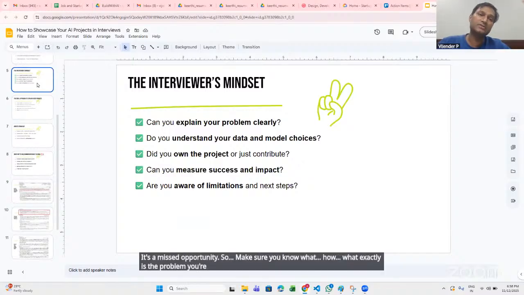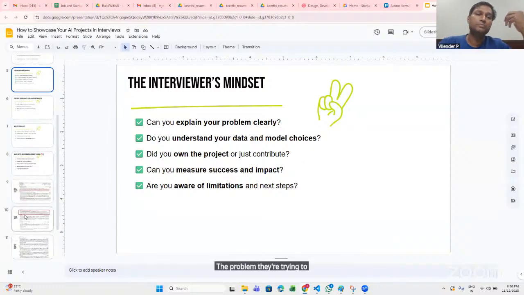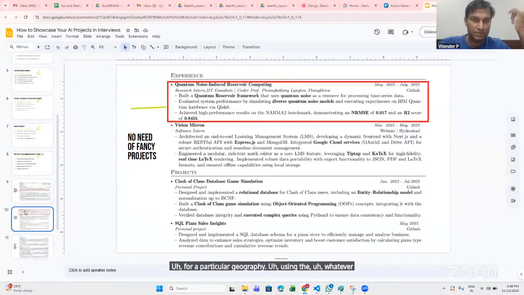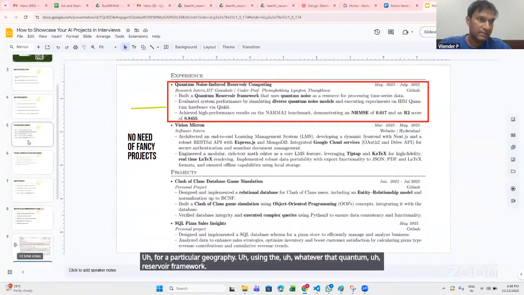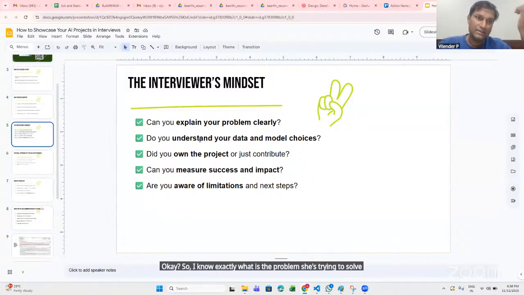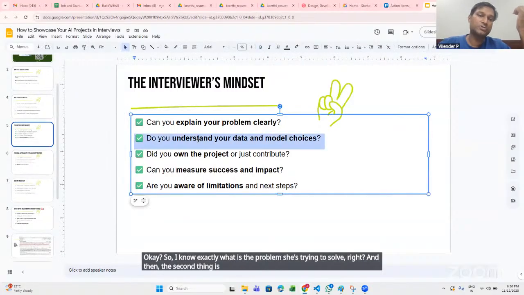In that case, the candidate should have said: the problem we're trying to solve is to predict the temperature based on time series data of the last 10 years at a 1 minute interval for a particular geography, using the quantum reservoir framework. Then I know exactly what problem she's trying to solve. The second thing is, do you understand your data and model choices?